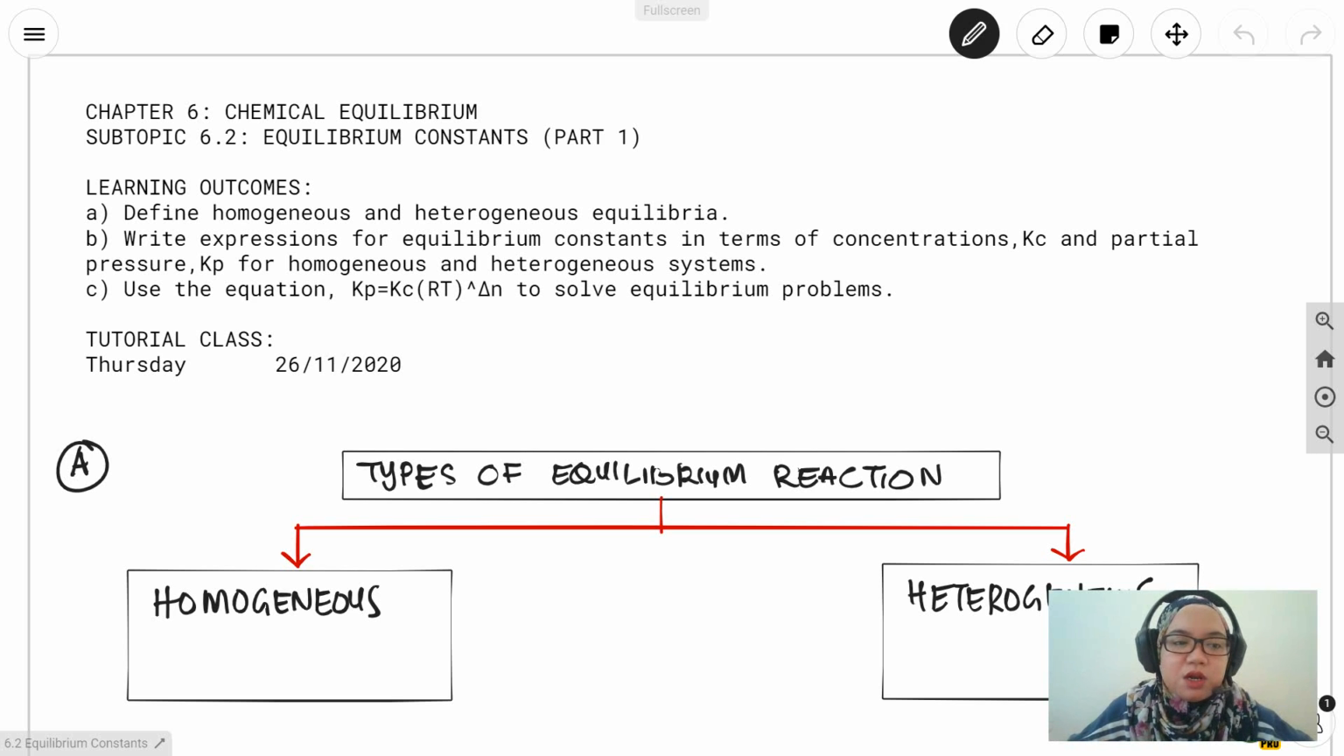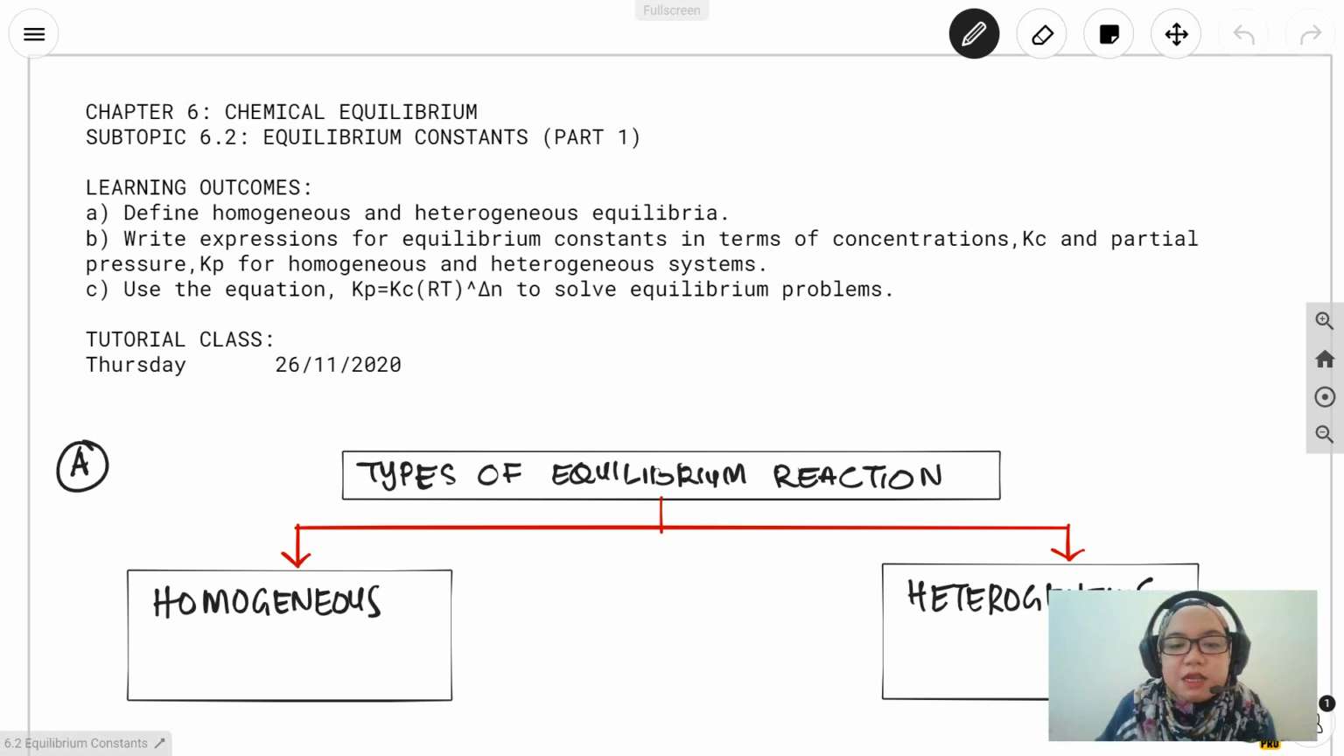So these are the learning outcomes for this equilibrium constant part 1. The first one is we are going to define the homogeneous and the heterogeneous equilibria. The second one, we are going to write expressions for equilibrium constants in terms of concentrations Kc and the partial pressure Kp for homogeneous and heterogeneous systems. And lastly, we're going to use the equation Kp equals Kc RT to the power of delta n to solve the equilibrium problems. So without further ado, we are going to start now.